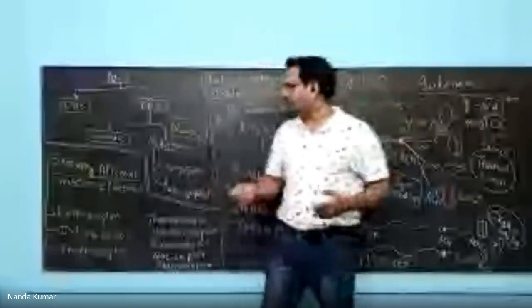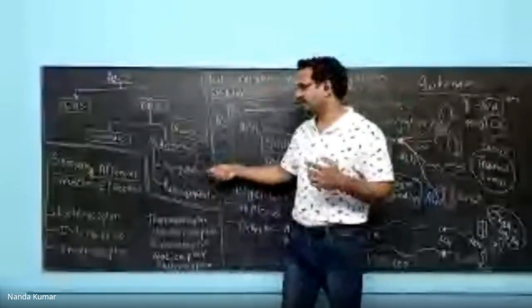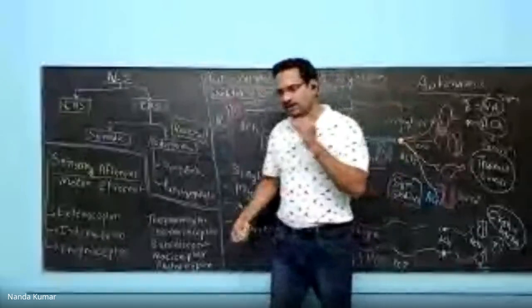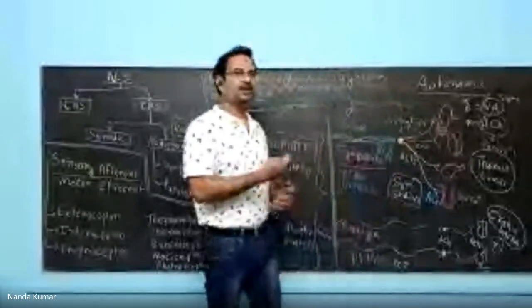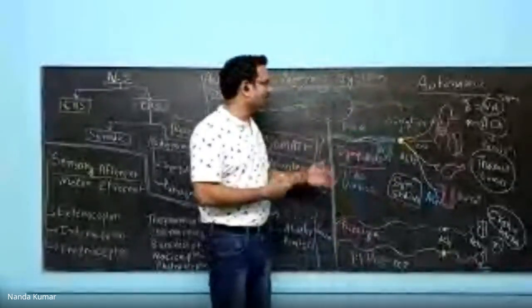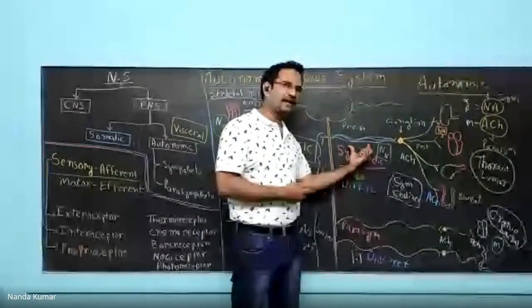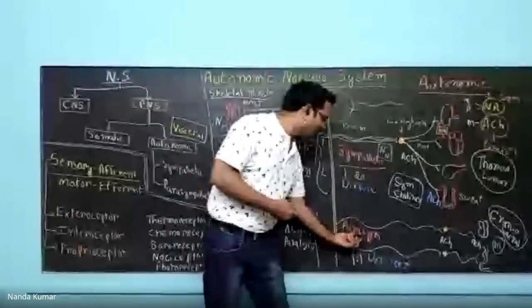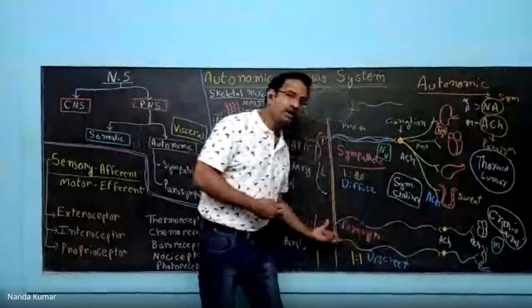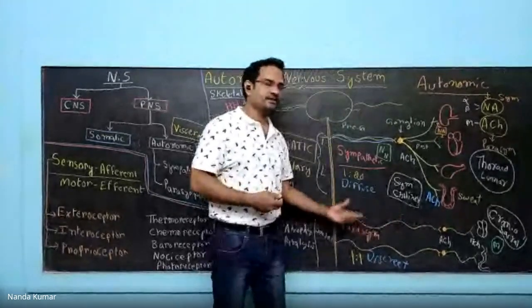In the autonomic nervous system, there are two branches: the sympathetic and parasympathetic. The classification is based on anatomical differences. What are the anatomical differences? In the sympathetic nervous system, there is a shorter preganglionic neuron. In the parasympathetic nervous system, there is a longer preganglionic neuron.